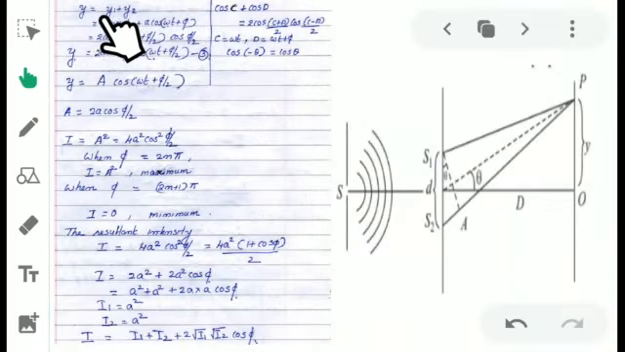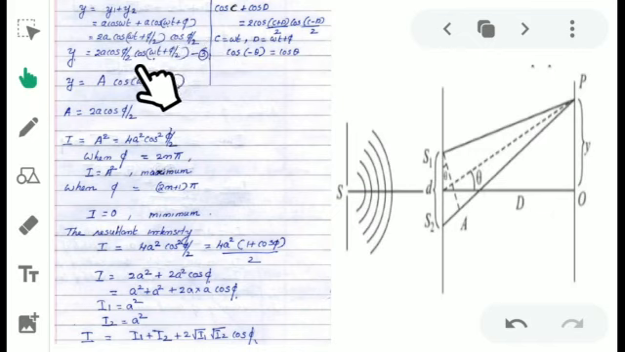When these two waves superimpose, Y is equal to Y1 plus Y2, that is A cos omega t plus A cos (omega t plus phi). That is 2A cos (omega t plus phi by 2) cos (phi by 2). Here we use the trigonometric relation cos C plus cos D equals 2 cos ((C plus D) by 2) cos ((C minus D) by 2), where C is omega t and D is omega t plus phi. So we get 2A cos (omega t plus phi by 2) and cos (phi by 2).